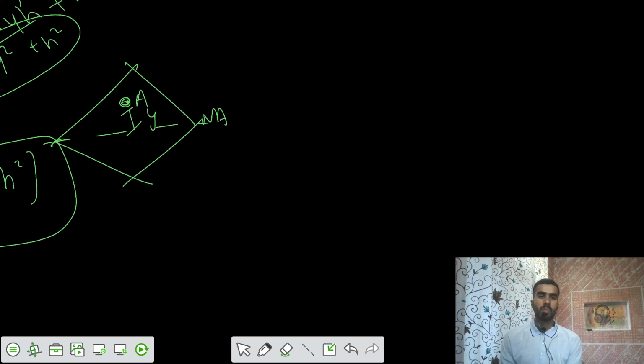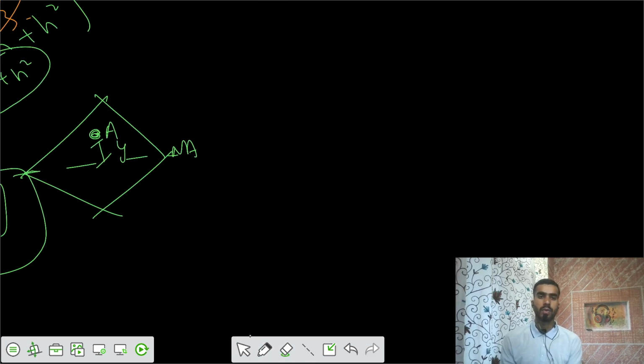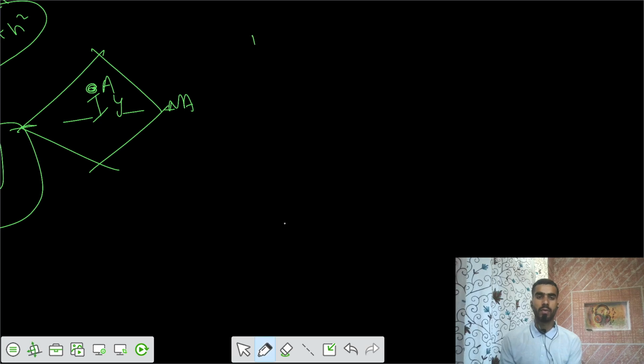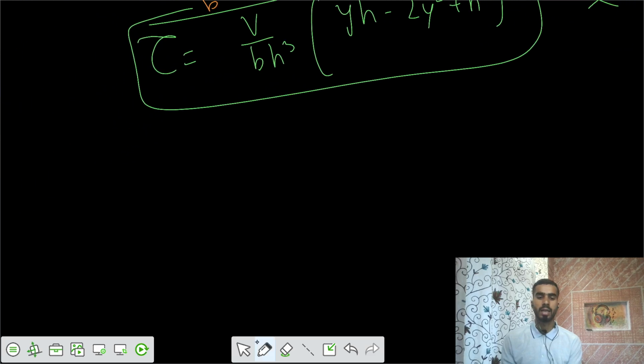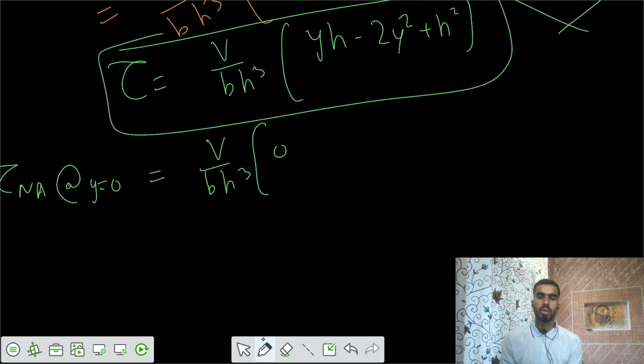Now you plot that. This is our section, and you want to see what the shear stress variation is along the depth of the cross section. The critical points: this was your height h. At y equals 0, that means the shear stress at the neutral axis, would be equals to v by bh cube times (0 minus 0 plus h square). So that equals v by b into h, v by bh.